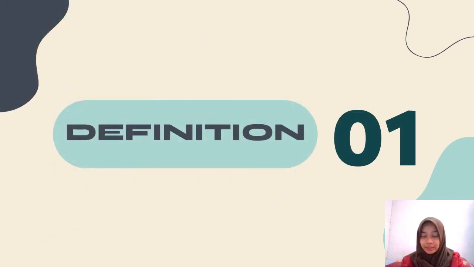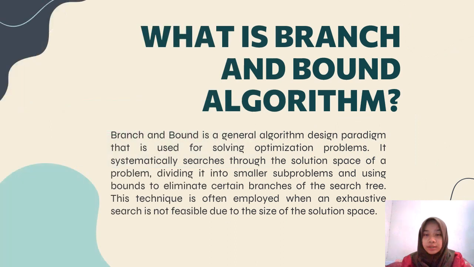First, the definition of branch and bound algorithm. What is branch and bound algorithm? Branch and bound is a general algorithm design paradigm that is used for solving optimization problems. It systematically searches through the solution space of a problem, dividing it into smaller subproblems and using bounds to eliminate certain branches of the search tree. This technique is often employed when an exhaustive search is not feasible due to the size of solution space.